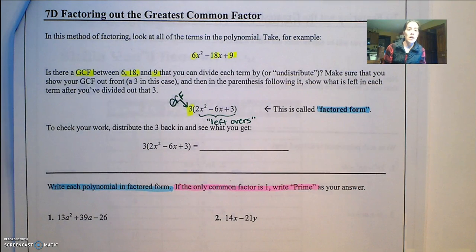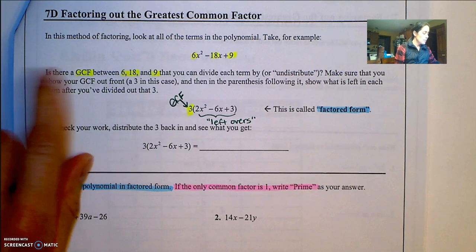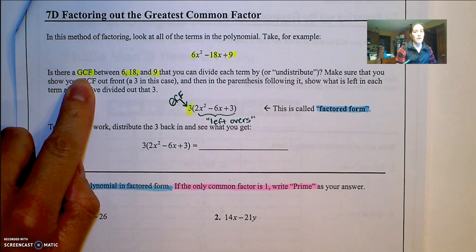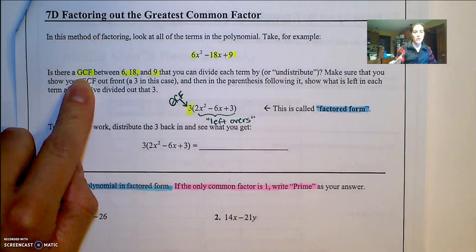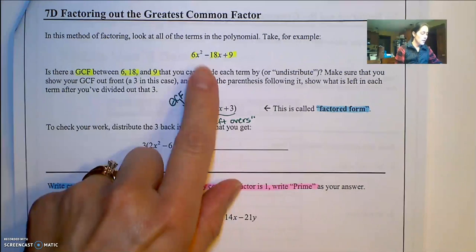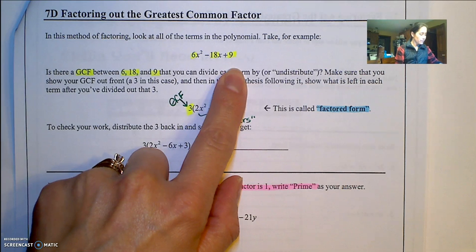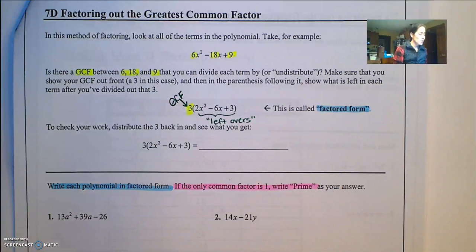Okay, so now we're going to be talking about a lesson covering factoring out the greatest common factor. Now keep in mind, this is the greatest common factor, not just any common factor. So we want the biggest number that we can divide all of these by. So for this first example, we have 6x squared minus 18x plus 9.